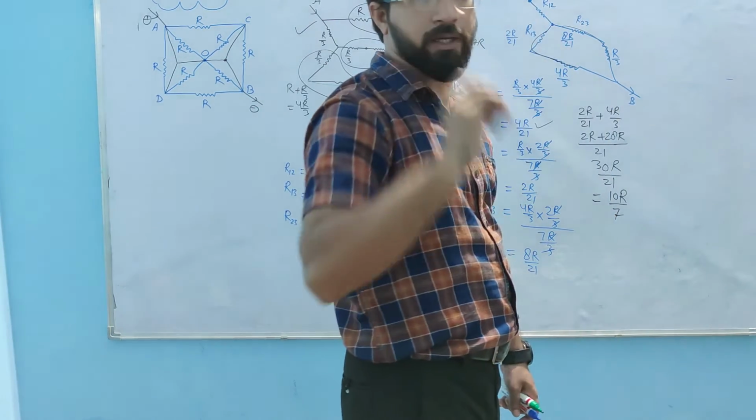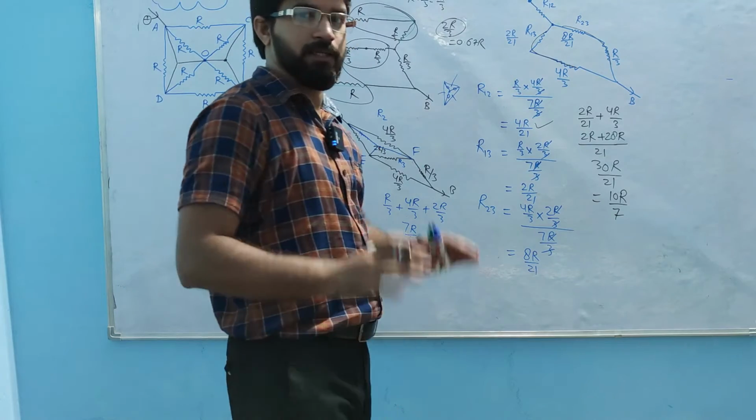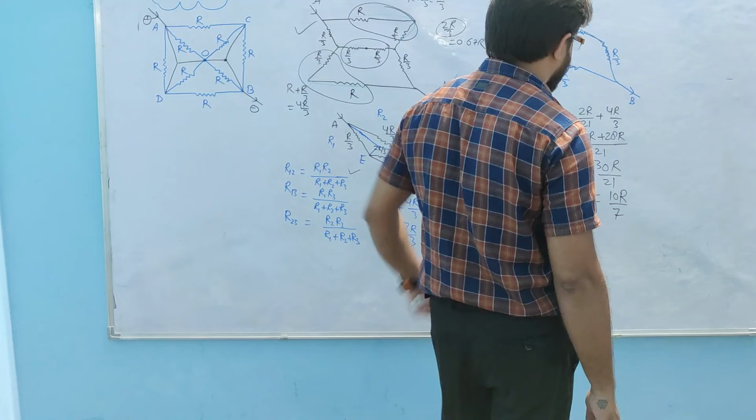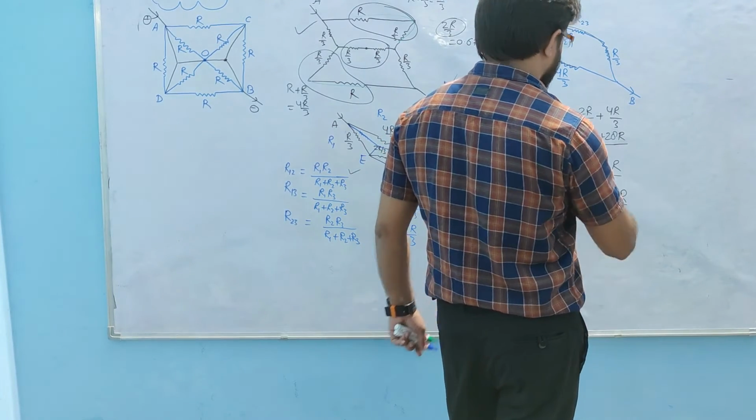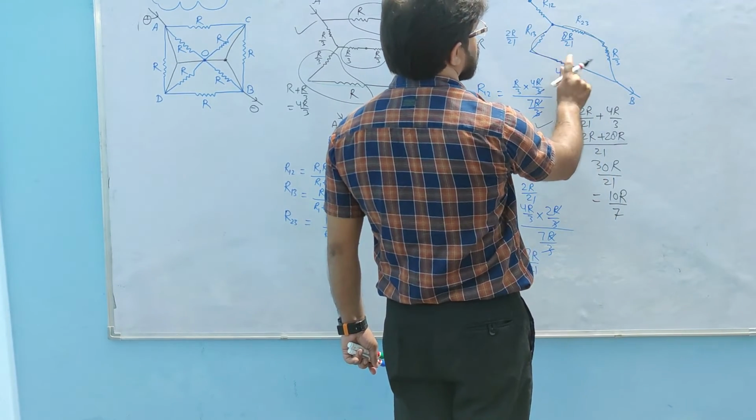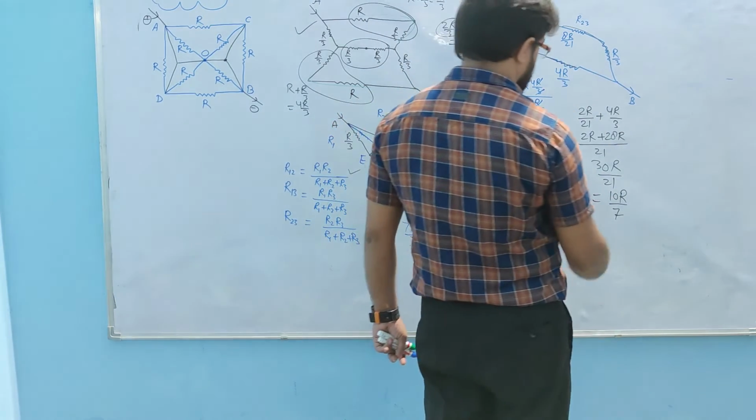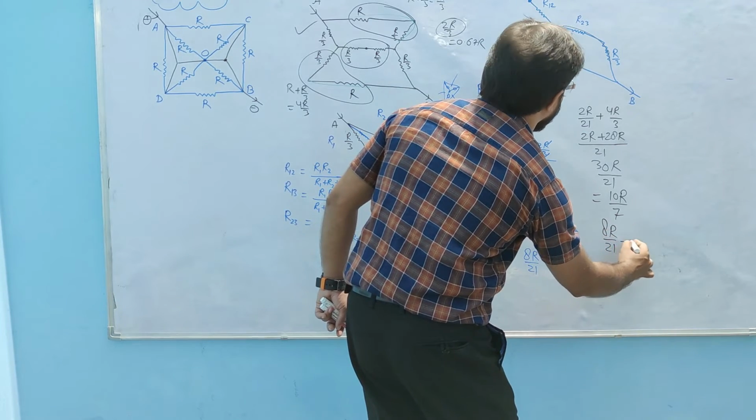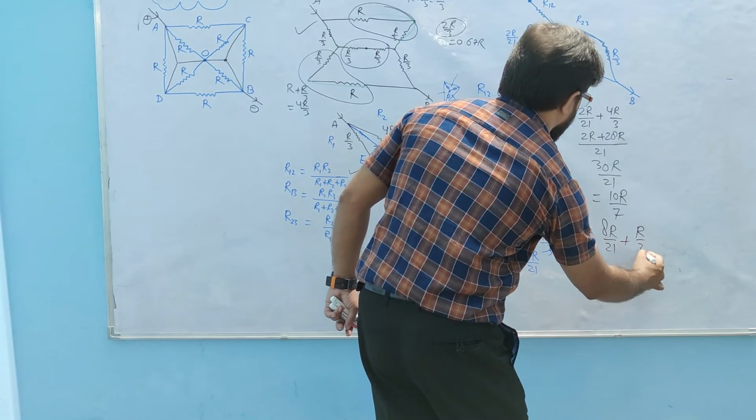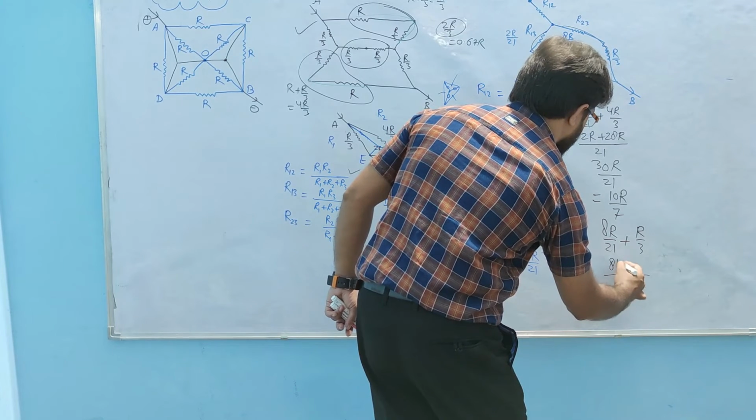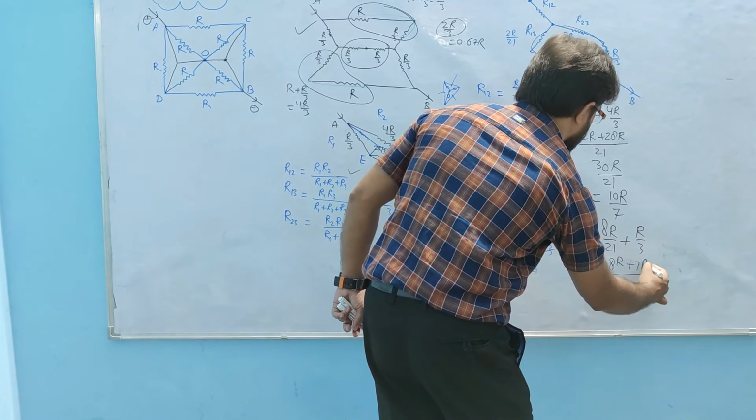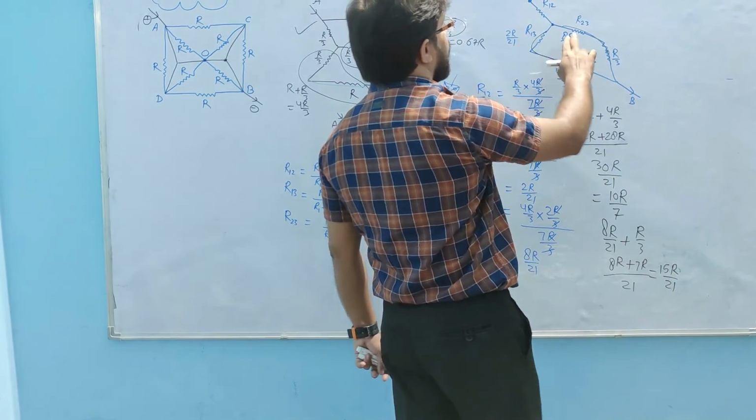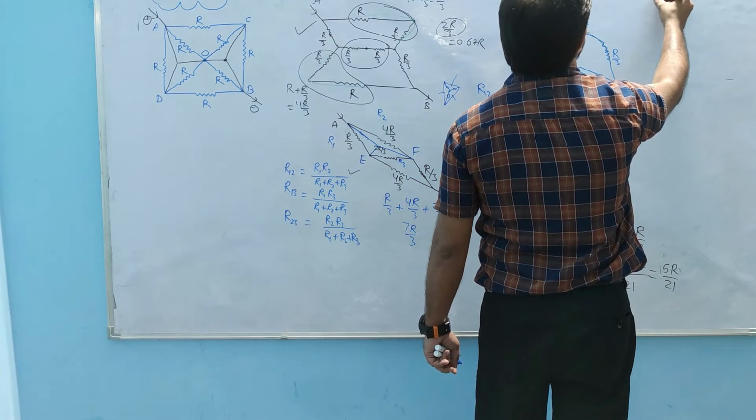You also keep on checking the calculation. DST takes time, but you should know how to apply. So this becomes this, and similarly these two also are in series. So 8R by 21 plus R by 3, LCM 21, 8R plus 7R, it becomes 15R by 21. So I am redesigning it again. It would be looking like this.